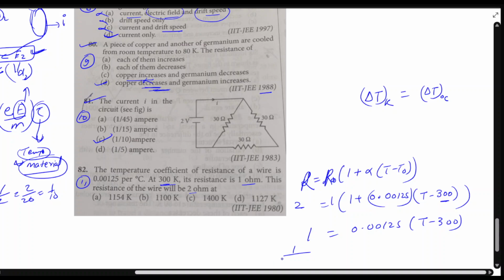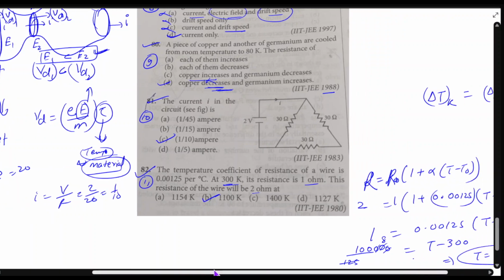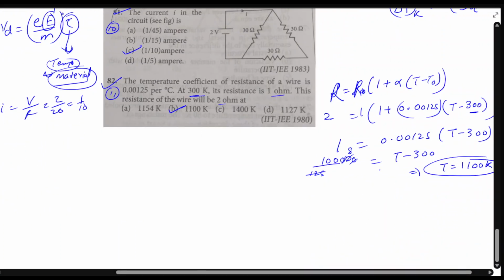So we will get 1 upon 125 with five zeros. Look, this is 5 into 5 into 5. If you divide 10 by 5, we'll get 2, so it will become 800 into T minus 300. So we'll get T as 1100 Kelvin. Which option is correct? B is correct. All right, let's move on. They are quite simple questions, right? Let's move on to our 12th question.